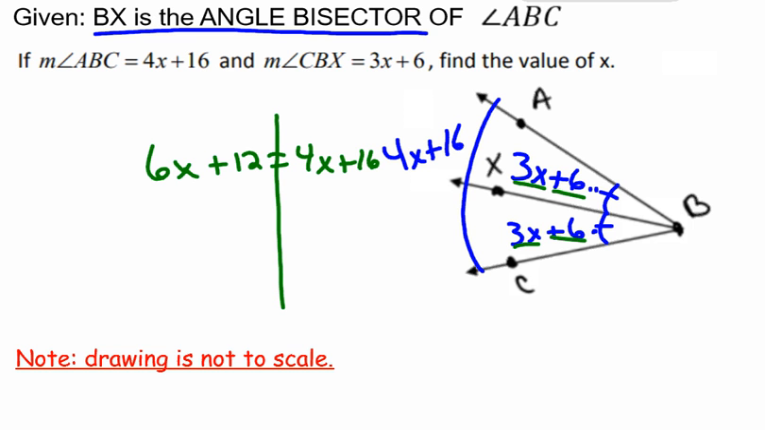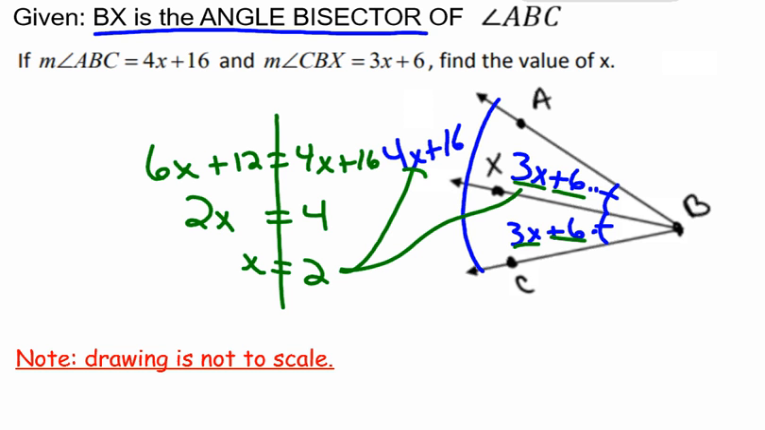Subtracting 4x from both sides gives me 2x. Subtracting 12 from both sides gives me 4. So x is going to be equal to 2. And then you could go ahead and plug the information into your problem and solve for each individual angle.